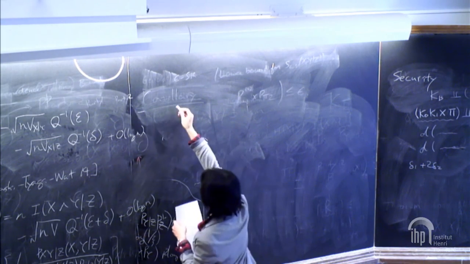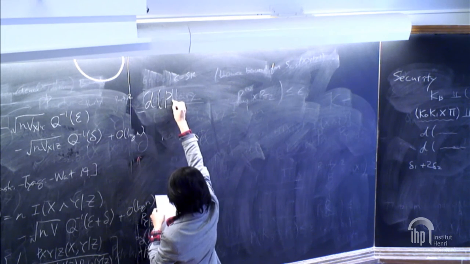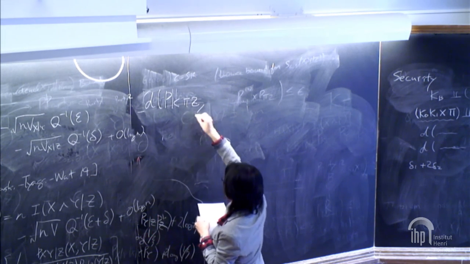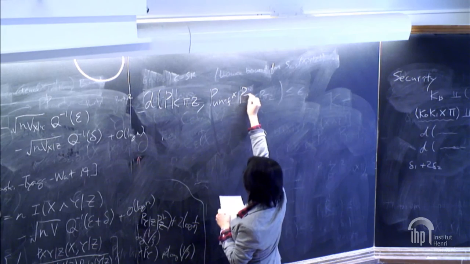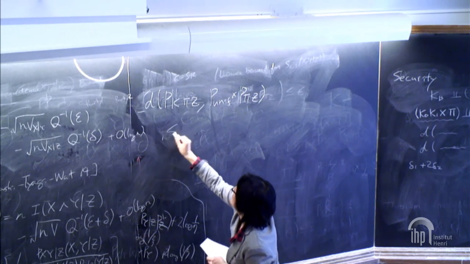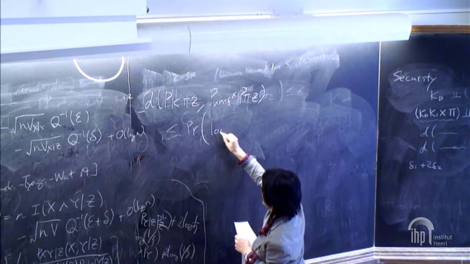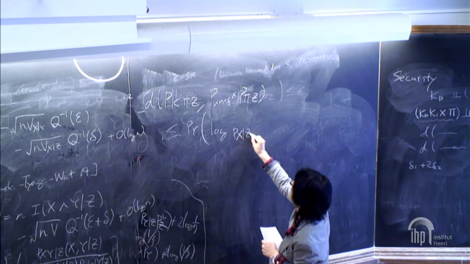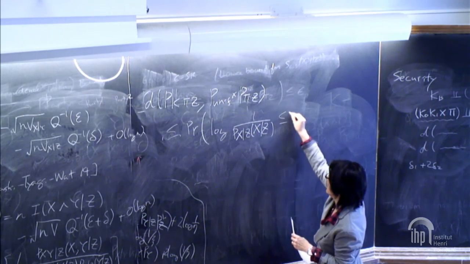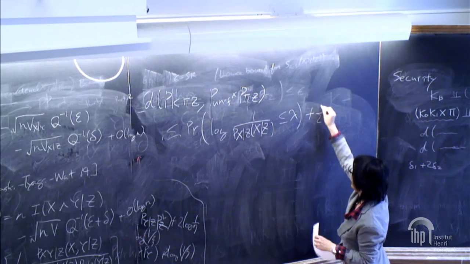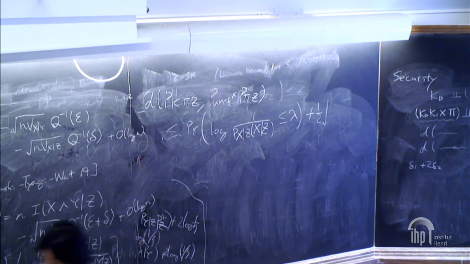So, a very rough idea of how we prove this is the following. Leftover hash lemma. By using the smoothing technique, the performance of the leftover hash lemma is characterized like this. Now the protocol. Okay, 2 minutes. Protocol.